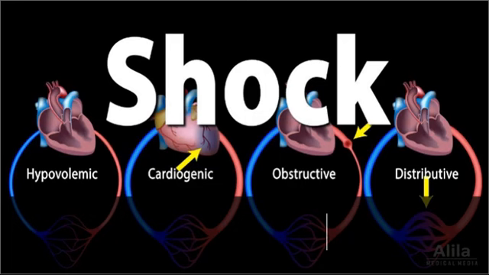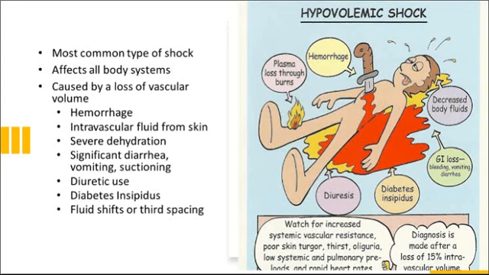So there are different types of shock. Hypovolemic, cardiogenic, obstructive, distributive. Those are the basic categories, which are going to make sense when I go through them here. Let's start with hypovolemic, since it is the most common type of shock. If there is a decrease of your intravascular volume, for multiple reasons, but a decrease of 15% of vascular volume, you can go into a hypovolemic shock.